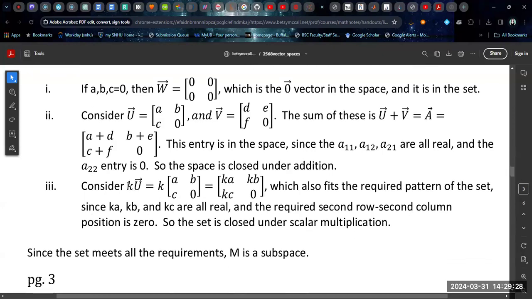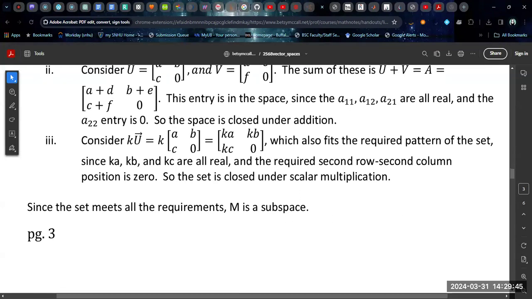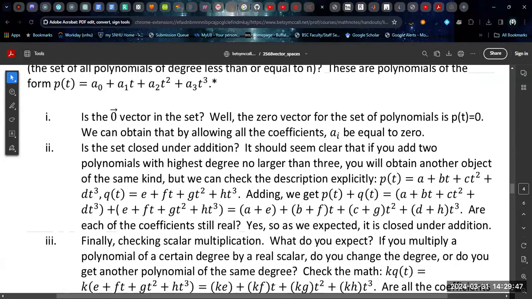Likewise, if I take a scalar and I multiply by my U matrix, I get Ka, Kb, Kc. As long as K is real, then these will also be real, and that'll satisfy our definition. So this meets all of the requirements. So this set M is also a subspace.